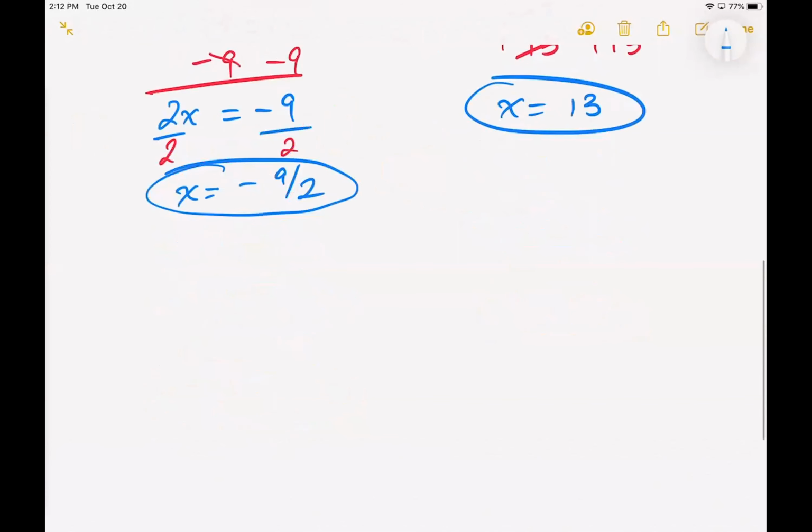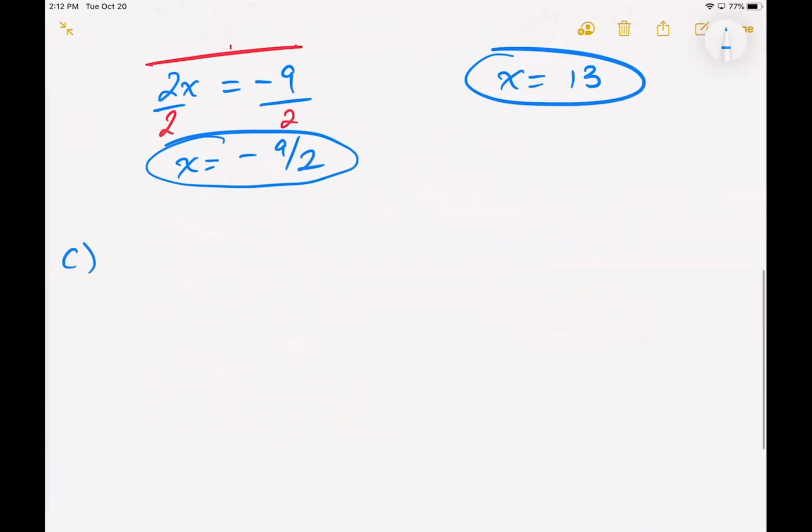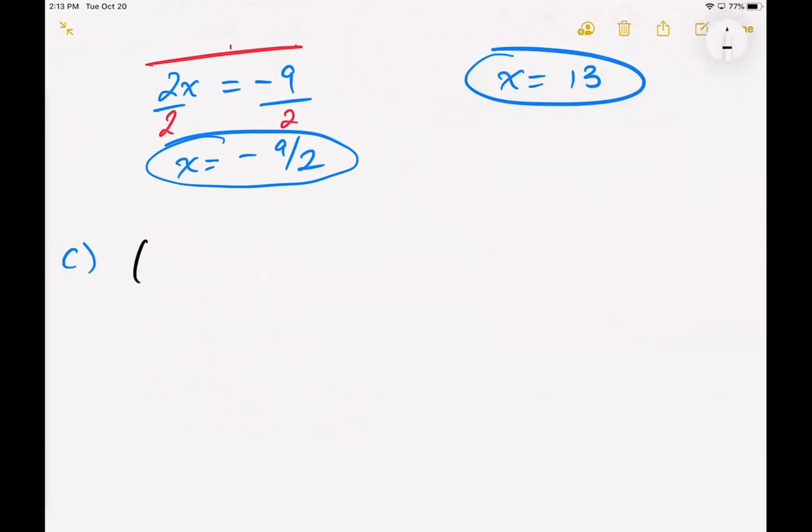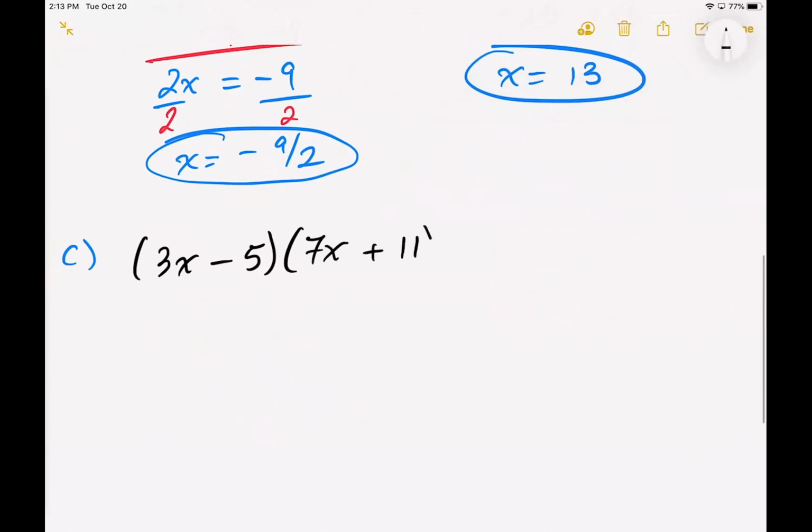Let's try C. Similarly, let's try C, and let's say, doesn't matter what the problem is, let's say (3x minus 5) times (7x plus 11) equal to 0. Okay, let's say that this is our problem. 3x minus 5 in one parenthesis, 7x plus 11 in the other, and it's equal to 0.